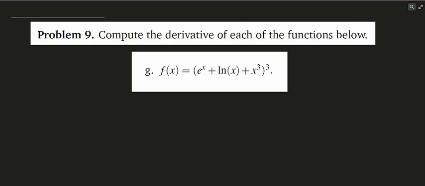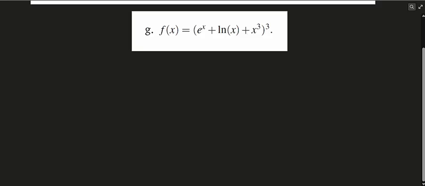Okay, and last but not least is problem 9, part G. Compute the derivative of this function, f of x is equal to e to the x plus ln of x plus x cubed, to the power of 3. This is what you would call the generalized power rule.